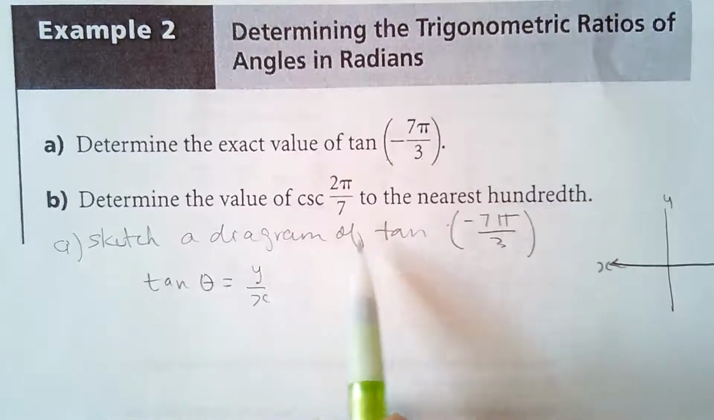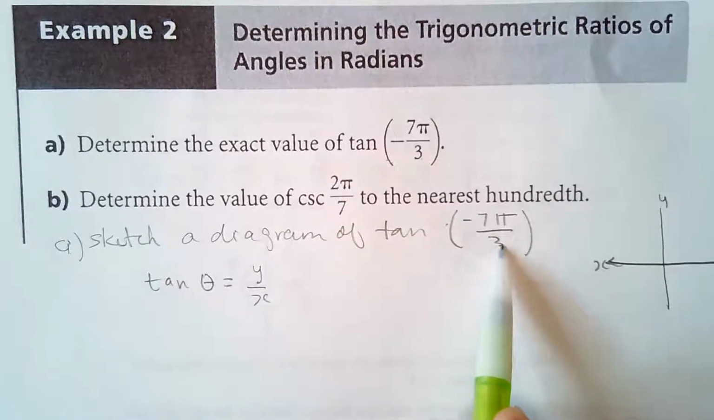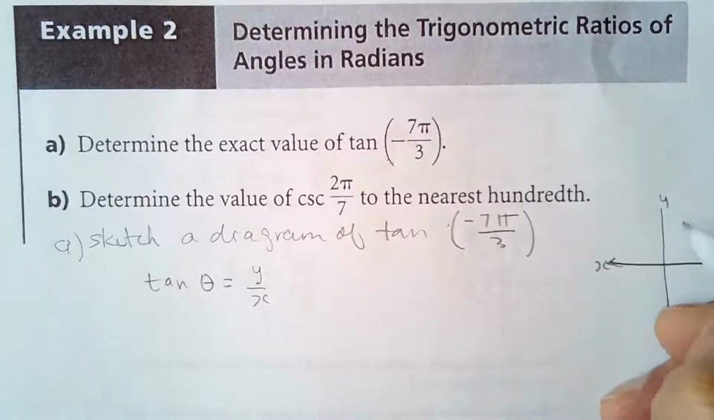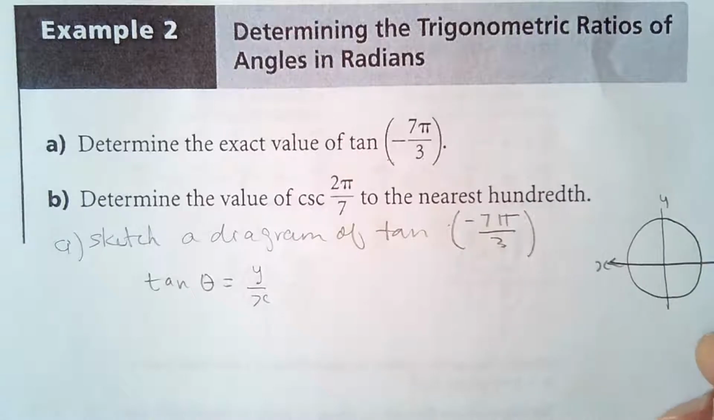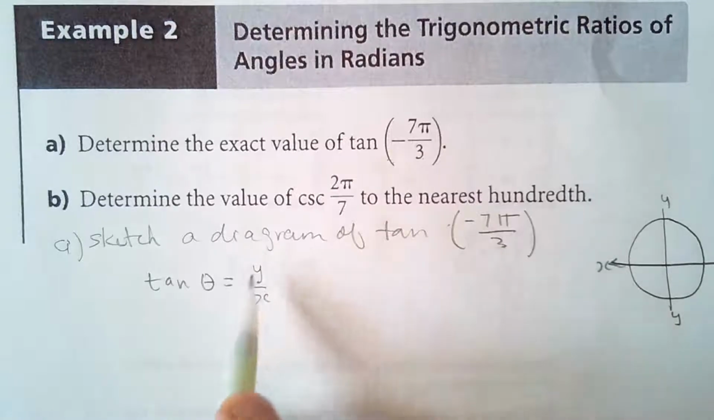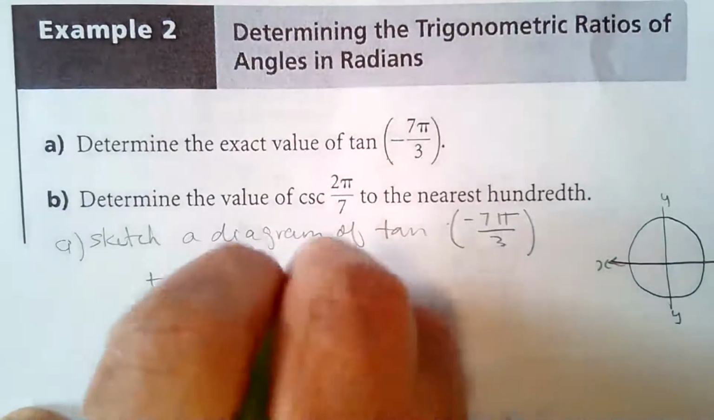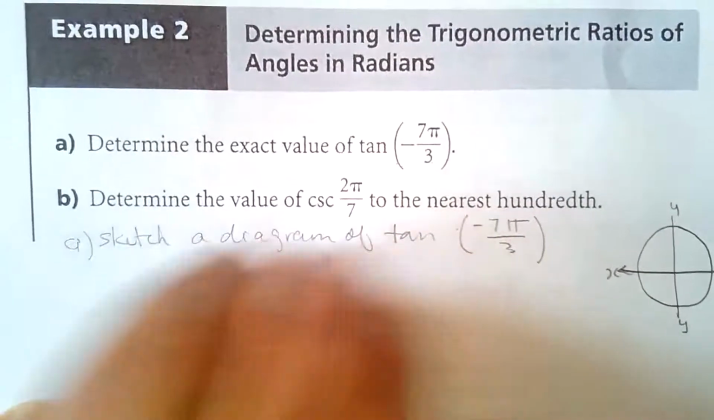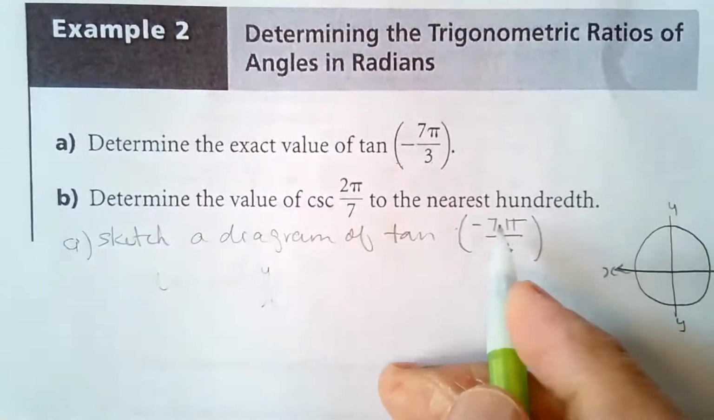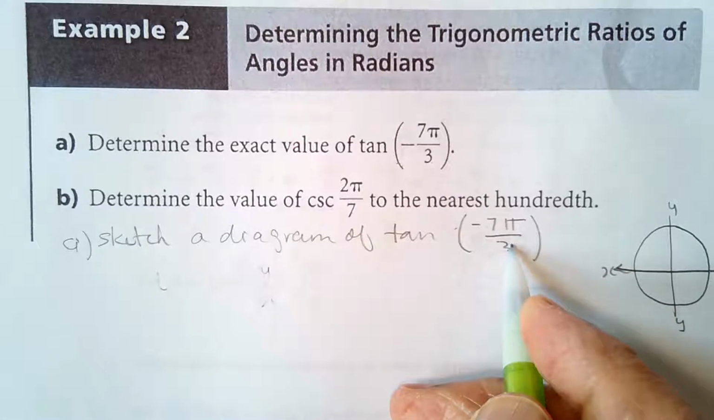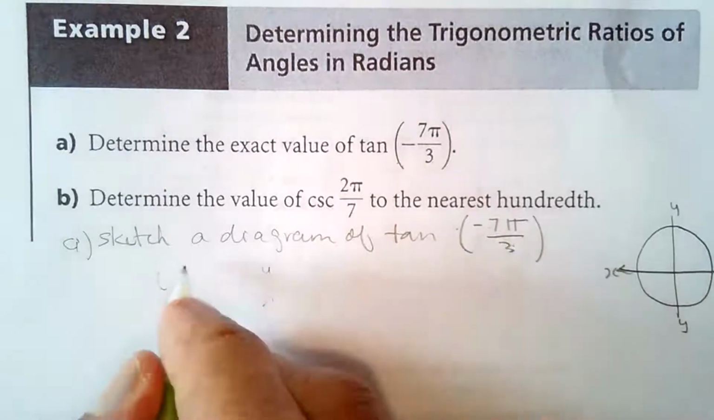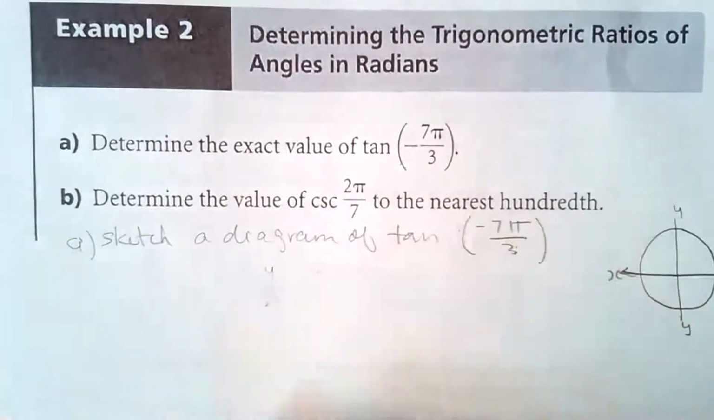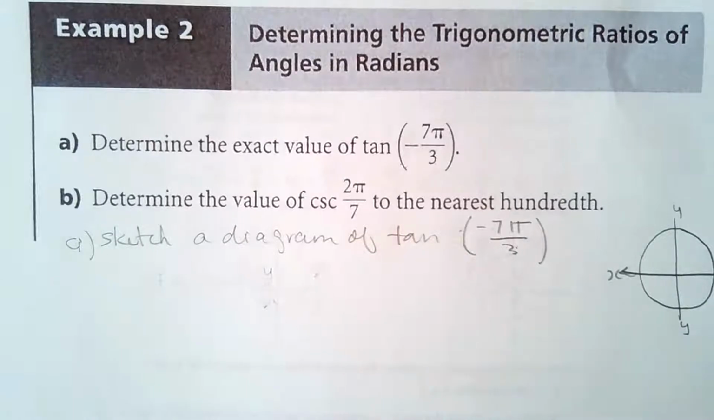So we want to sketch a diagram of tan negative 7 pi over 3 on the unit circle. So here, I'm going to have a unit circle. This is my x and this is the y values. Now, negative 7 pi over 3 is more than 2 radians. So we can break it up into 2 parts to figure out where it is, or you can just convert it to degrees.